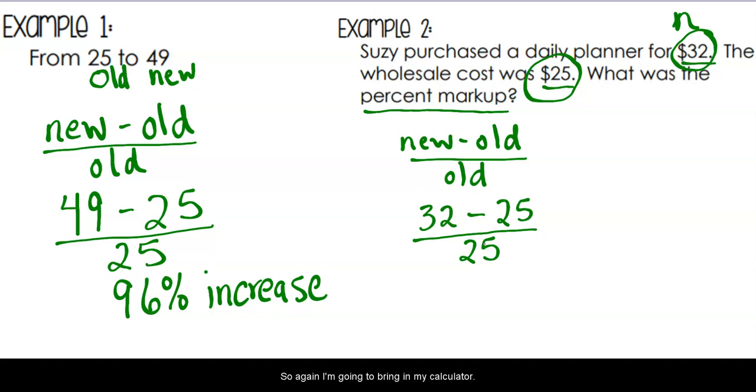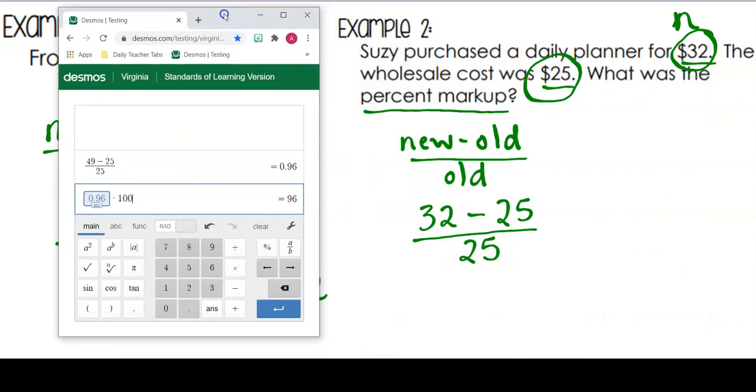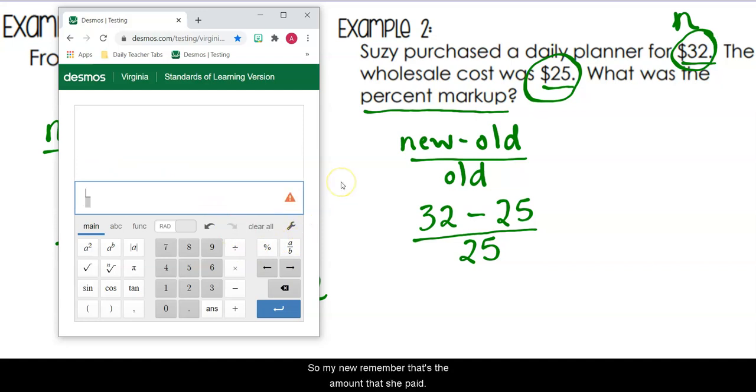So again, I'm going to bring in my calculator and I'm going to put that into my formula. So my new, remember, that's the amount that she paid after the markup. And then what it started out as was $25. That's what the store paid for it. And so we're trying to figure out the percent increase from the original price or the old price. So we're going to put the 25 on the bottom.